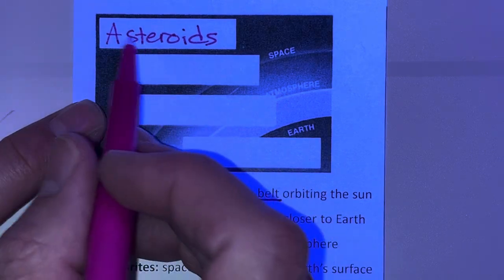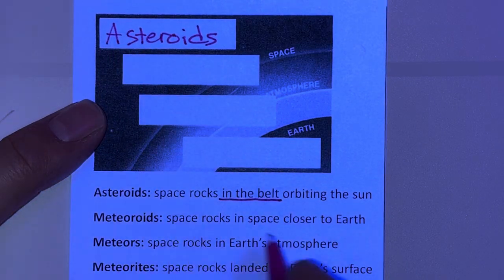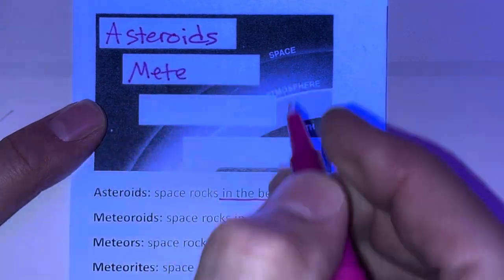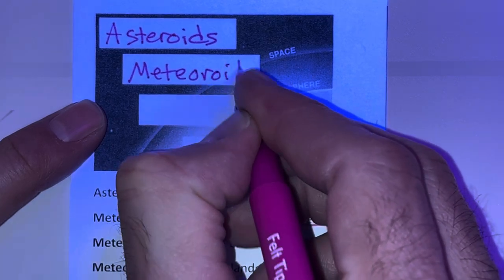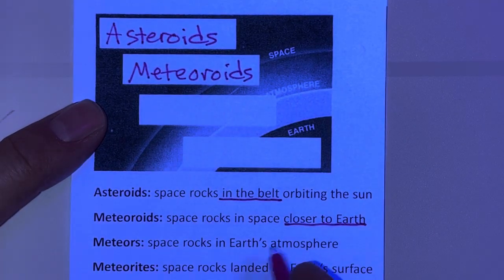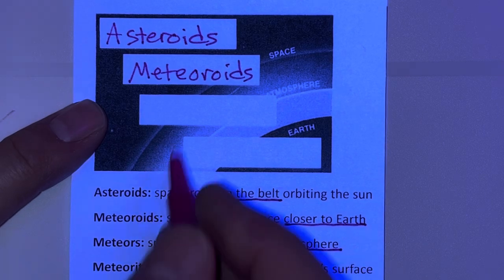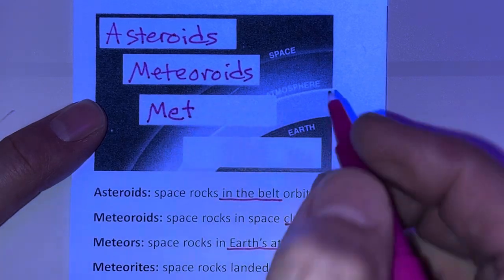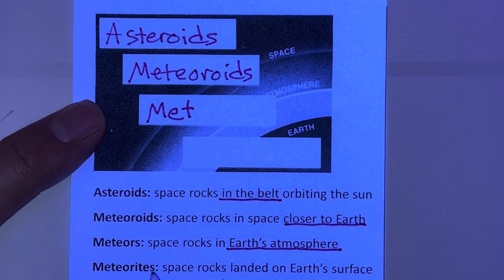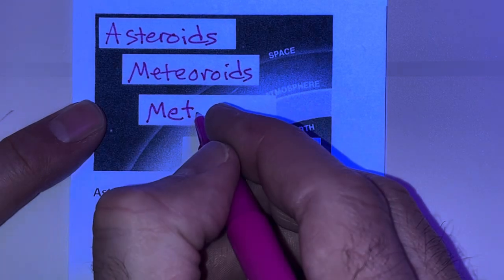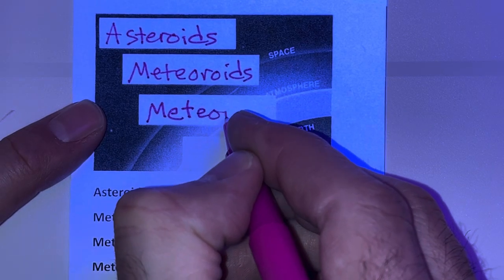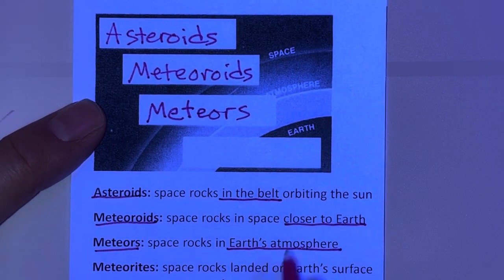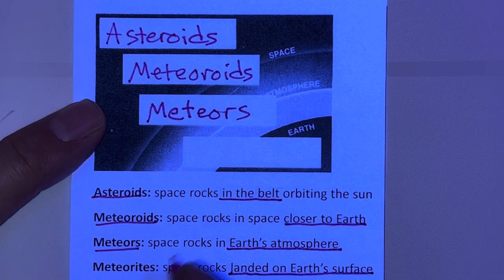Then as they move in, if they get out of the asteroid belt and they get closer to Earth, then these are going to be meteoroids. And once they enter Earth's atmosphere, now they're going to be called meteors, and they're going to be broken down by the friction and the heat and the speed going through Earth's atmosphere. Asteroids, meteoroids, meteors.